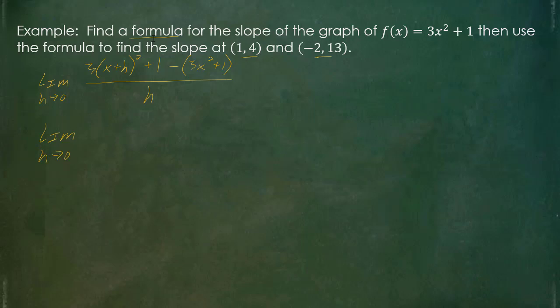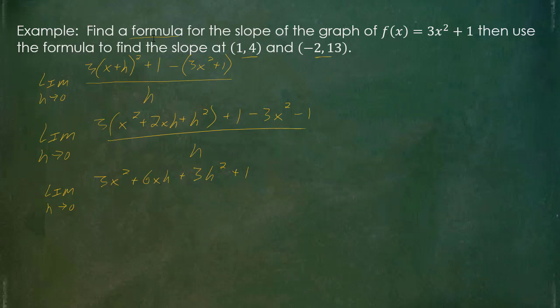Still have my limit as h is approaching 0. And then I've got 3 that's going to be multiplying with x squared plus 2xh plus h squared. Still have the plus 1, and I'll go ahead and distribute that negative through, so I get a negative 3x squared and a negative 1 all over h. So now I just need to distribute that 3 through, so I get the limit as h approaches 0 still of 3x squared plus 6xh plus 3h squared plus 1 minus 3x squared minus 1 all over h.